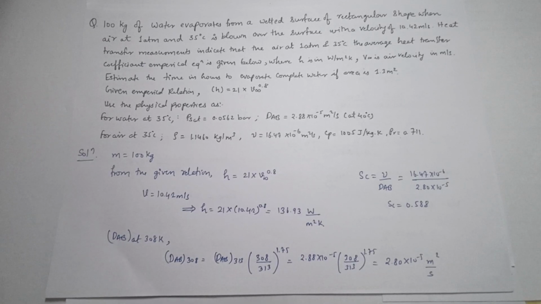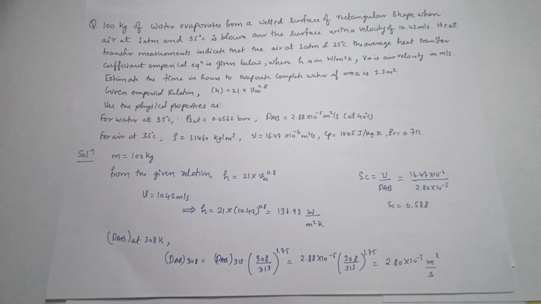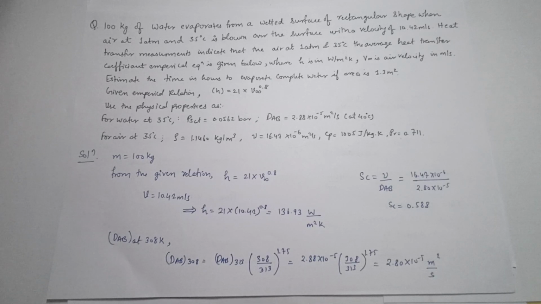Let us now understand what the problem says. We are given a mass of water of 100 kg, which is evaporating from a rectangular surface, where the pressure is atmospheric and the room temperature is 35 degrees Celsius. Air is blowing with a velocity of 10.42 meter per second, and we have a relation given to calculate the heat transfer coefficient.